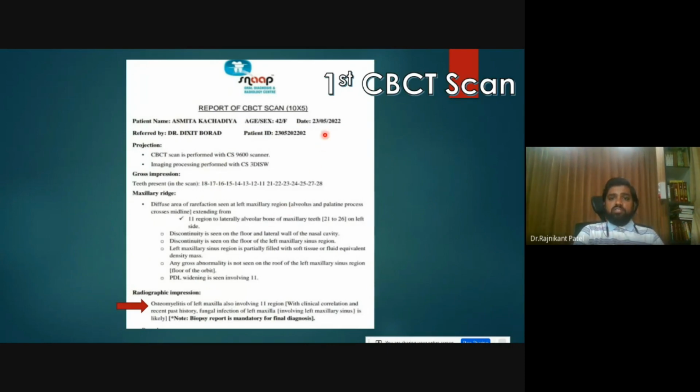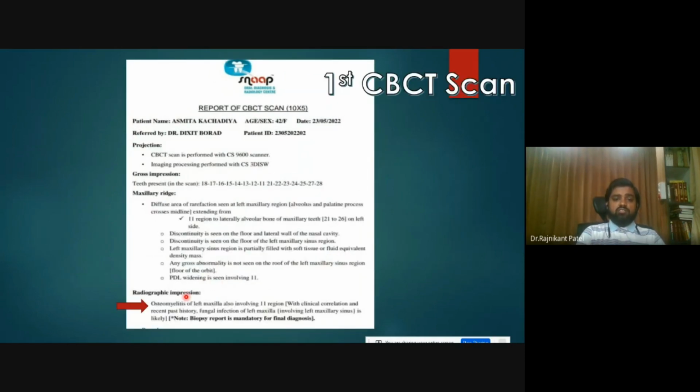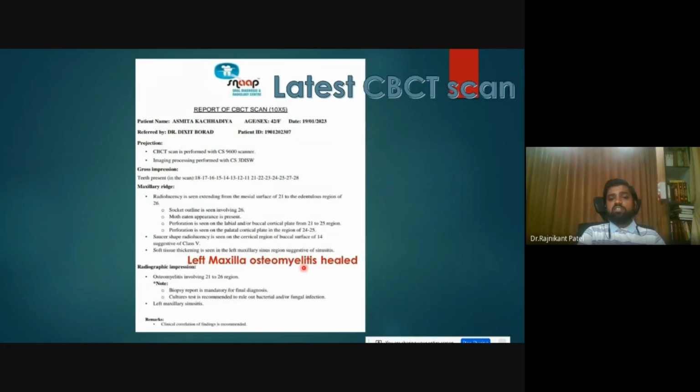When the first CBCT scan was done, the left maxilla was having osteomyelitis, and also in this teeth region. So here is osteomyelitis in the left maxilla on 23rd May 2022. This is the latest CBCT scan in January. The osteomyelitis is there only in a limited region of these teeth, and the osteomyelitis of the left maxilla is 100% healed. So the left maxillary osteomyelitis healed completely without any operation or without using any modern medicine. So this is the beauty of Ayurveda.